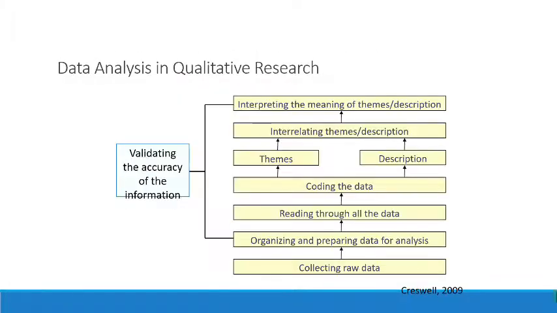In your textbook, you'll see a graphic representation of the method of data analysis in qualitative research. Once the raw data is collected, it must first be organized, and all of the data is read through and coded into themes and descriptive categories. These are then interrelated, and the meaning of the themes and/or descriptions are interpreted to provide an outcome of the research. The interpretation may lead to the development of a new theory, new programs for prevention of health issues, educational methods, or other public health protocols. Note also that validation must occur to confirm the accuracy of the information used to form these interpretations.